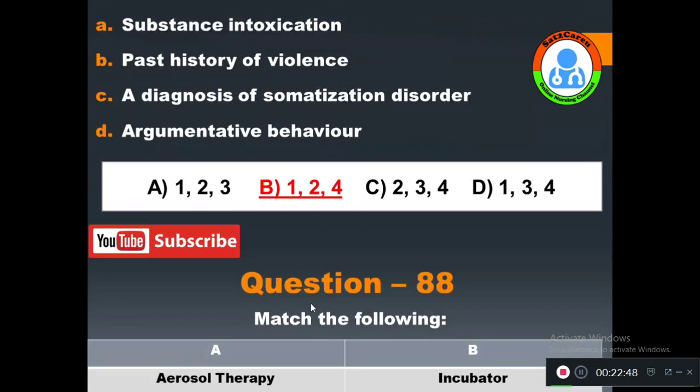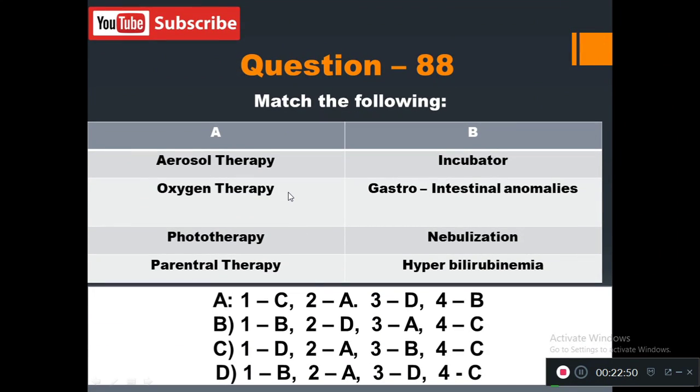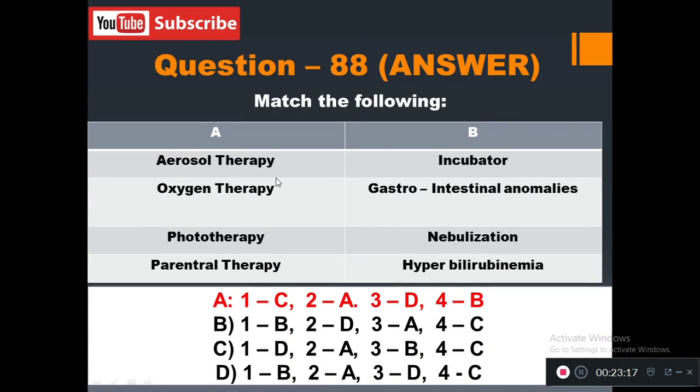Question number 88. Again, you are going to match the following. Therapies are given, and here the process is also given: aerosol therapy, incubator, oxygen therapy, gastrointestinal anomalies, phototherapy, nebulization, parenteral therapy, hyperbilirubinemia, and we have the options. Now you are going to match correctly. After matching, let's see the answer here.